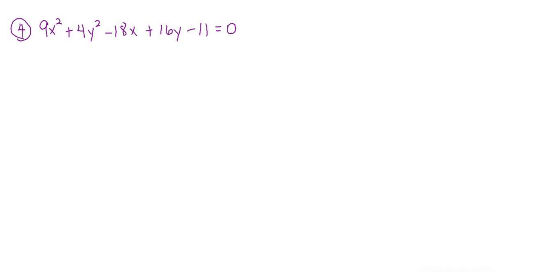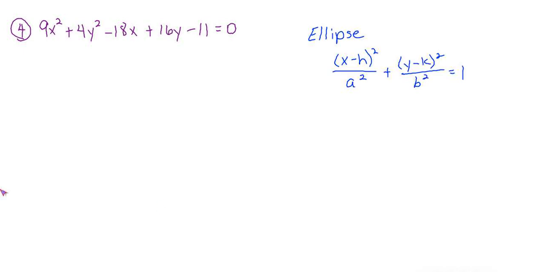Now let's look at this example, number 4. The coefficient to x squared is 9. The coefficient to y squared is 4. They are different. They are both positive. That makes it an ellipse. So this is that standard form that we're headed to.